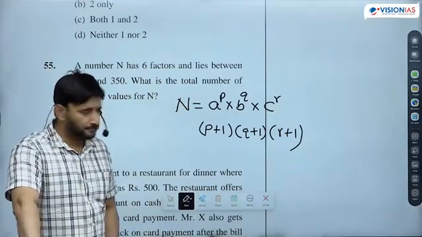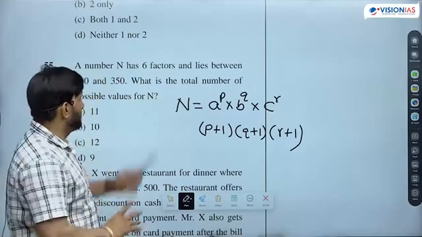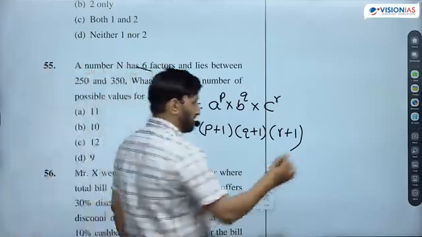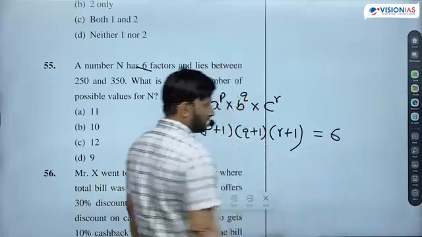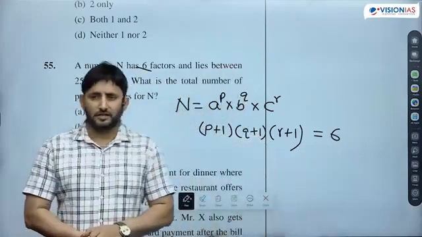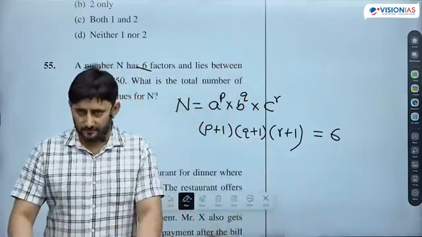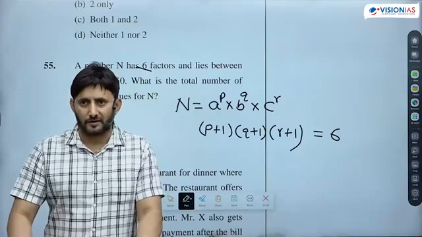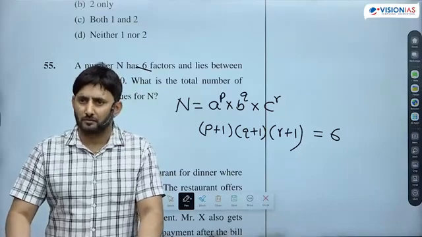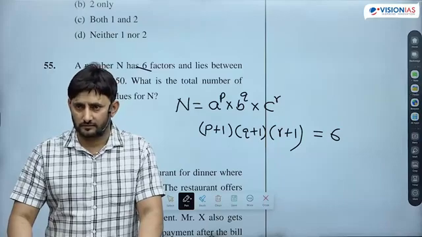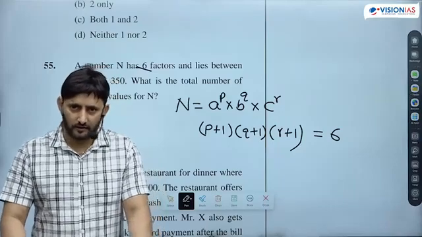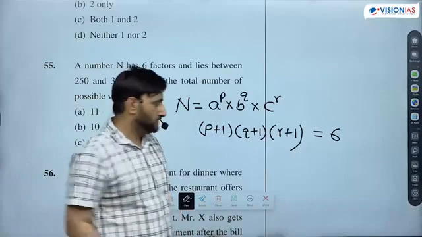ठीक है. क्वेश्चन में दिया है नंबर हैज 6 फैक्टर्स, तो दिस हैज टू बी इक्वल टू 6. अब किन्हीं भी 3 नंबर को आप 6 नहीं ले सकते. 3 नंबर को मल्टीप्लाई करने पे 6 आए तो उनमें से एक नंबर तो 1 ही हो जाएगा. ठीक है ना, एक नंबर तो 1 ही हो जाएगा.